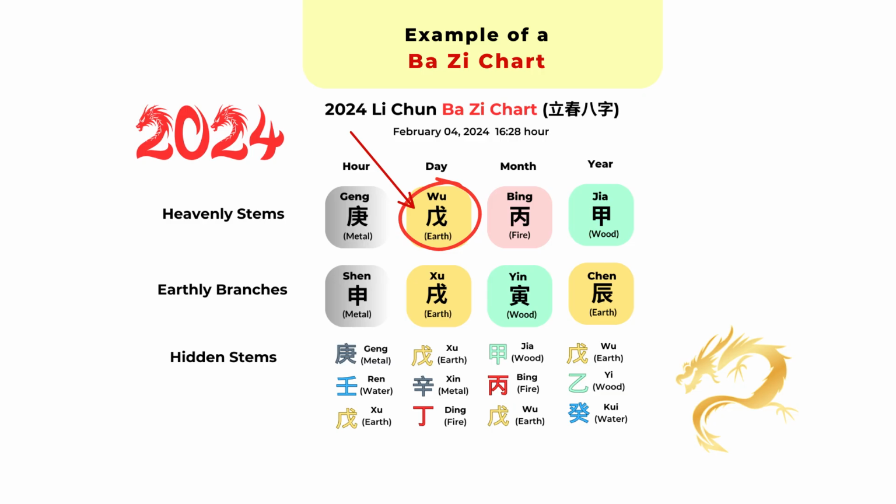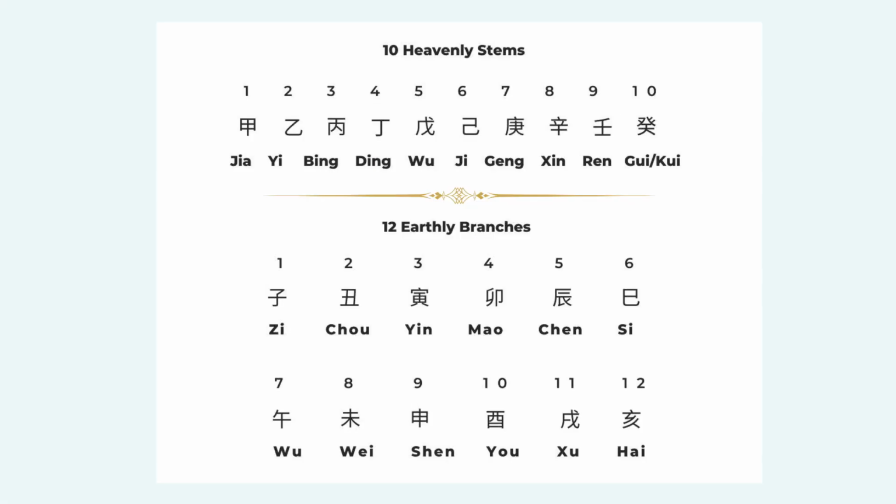Here is an example of the 八字. This one is the Li Chun Day of 2024. It's not an actual person, but the format is the same. And the day master will be the heavenly stem of the day. So here it will be the Wu. So that's the number 5 in the 10 heavenly stems.